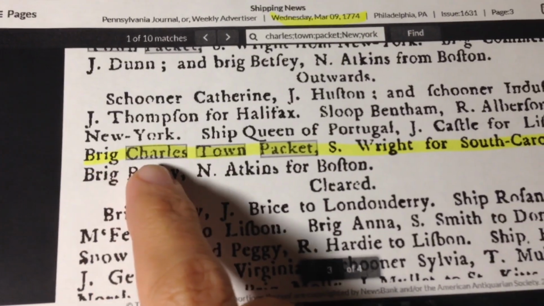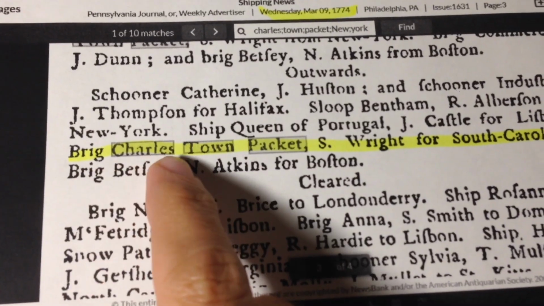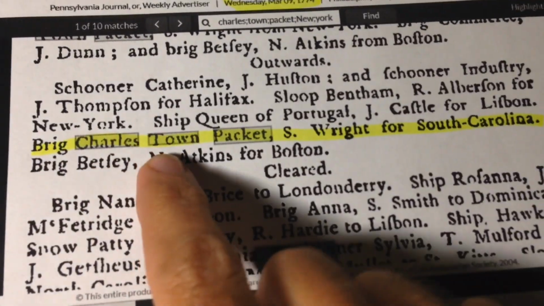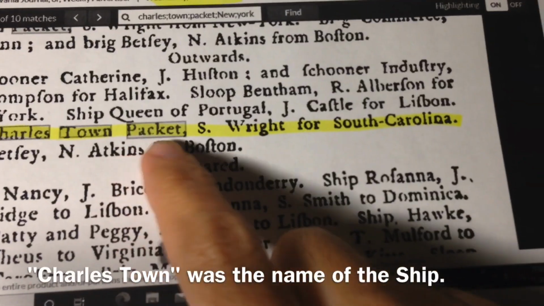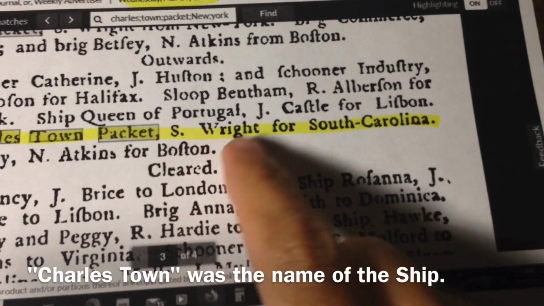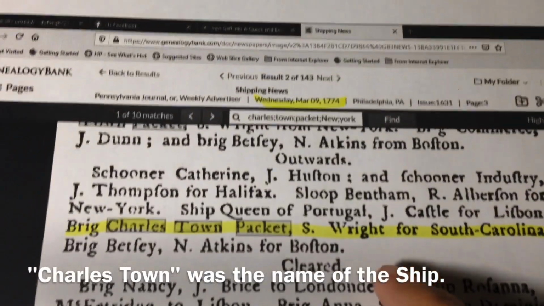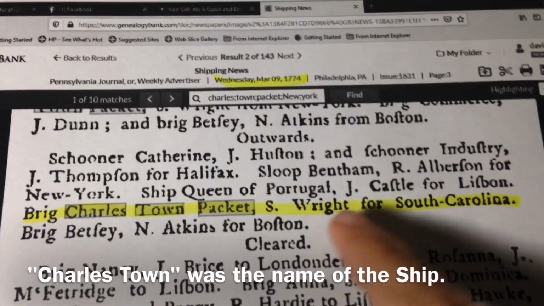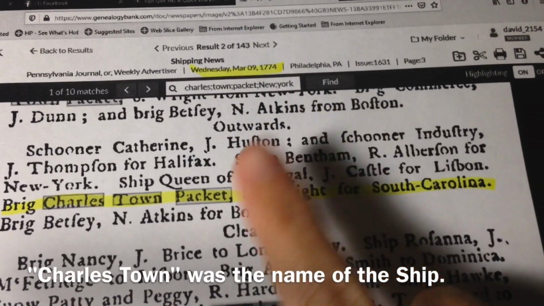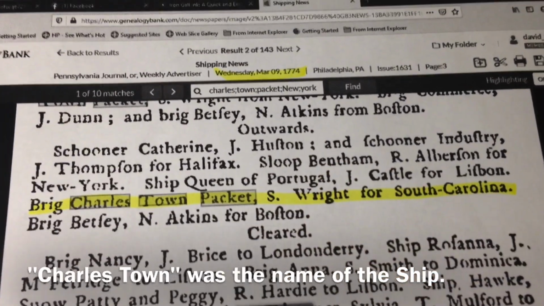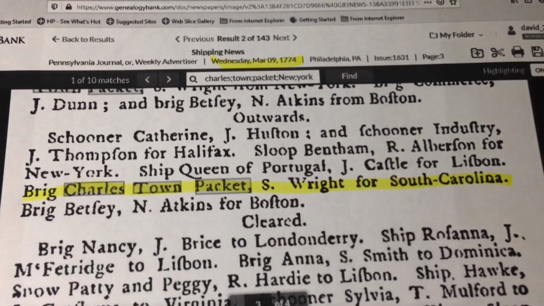It says Brig Charlestown, so that was the name of the ship, the Brig Charlestown, and it was a packet captained by S. Wright, and it was bound for South Carolina. That's why I used that one in particular there. I'm assuming that that one also came back and forth between the two, so that's why I used that one for historical notes.